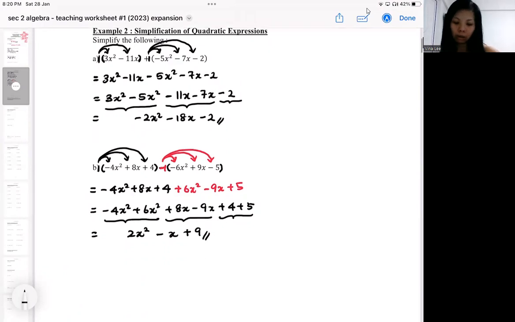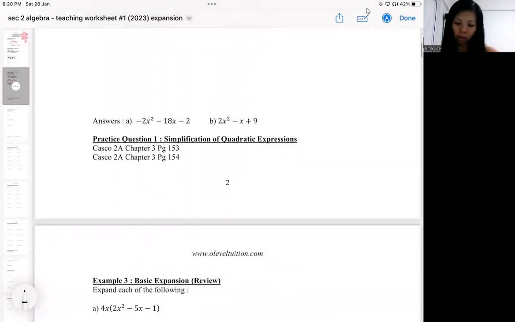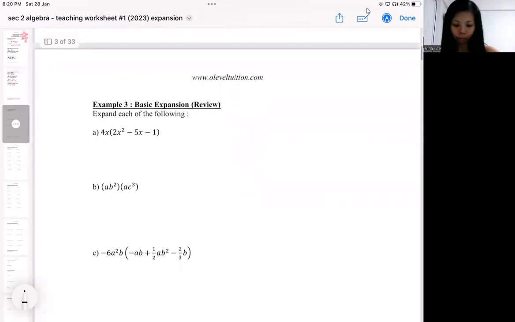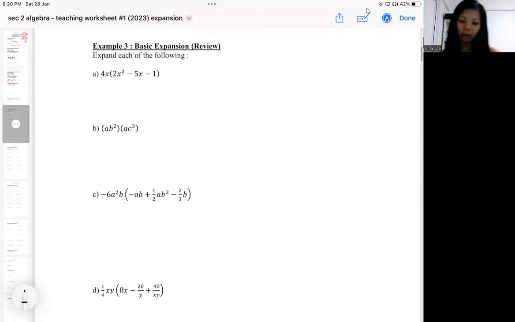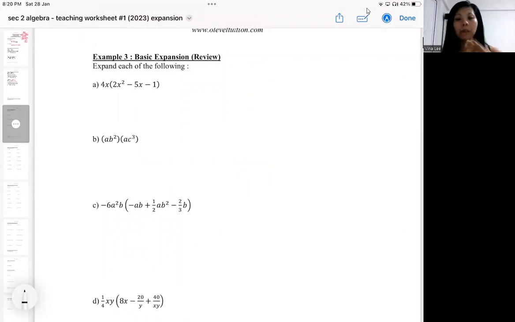Okay, let's look at a bit of Sec 1 expansion review. So example 3 is under Sec 1 work. So it's the basic expansion that you learn in Sec 1. Which means it involves you to expand out. So similarly, in this idea, expand means you multiply. A lot of people, when they see a lot of x, that's where they start to make careless mistakes.